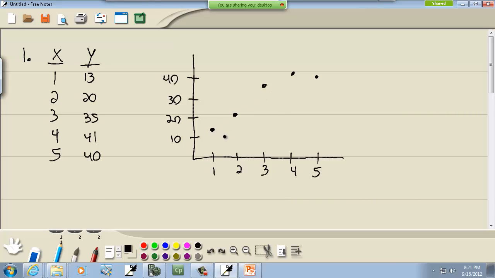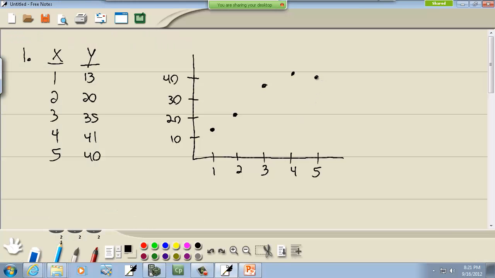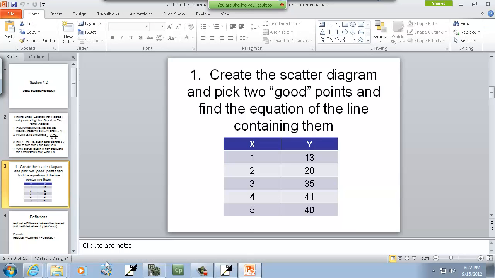Okay. Now it says pick two good points and find the equation line containing them. If I pick this one here and draw a line through them, then that one really wouldn't be a good point. That seems kind of the oddball. These first four kind of follow a pattern. Probably the ones to pick are maybe the first 2 points. Those look like it'd be a pretty good line going through there. So I'll use this one, and I'll use this one. So these would be the points 1, 13, and 2, 20. And they say find the equation line containing them.